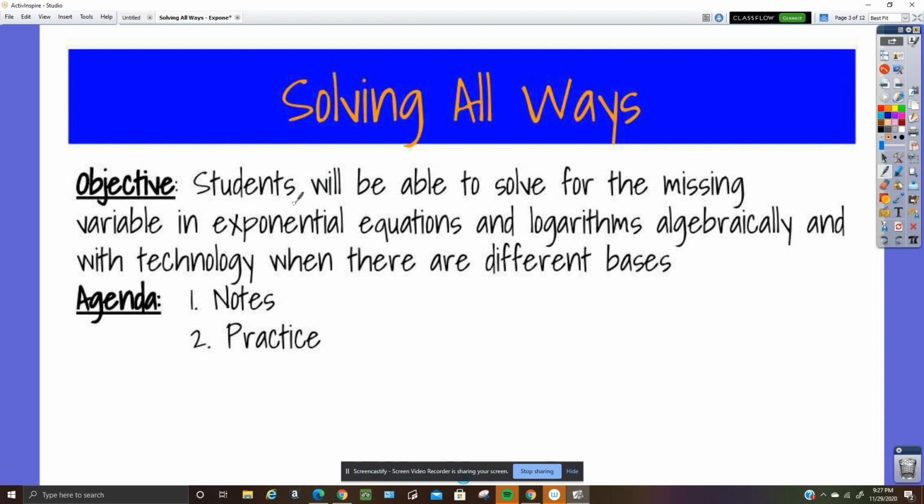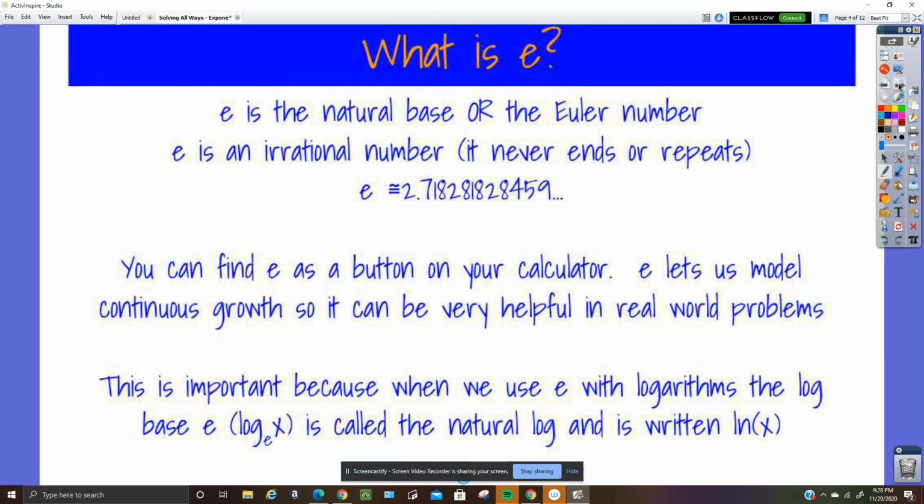So the objective for this lesson, students will be able to solve for the missing variable in the exponential or log equation algebraically and with technology when there are different bases. So we're going to take notes. You can take them on the hard copy after class. During class, I'd like to use the Desmos slides, and then we're going to do some extra practice on the slides or on Desmos.